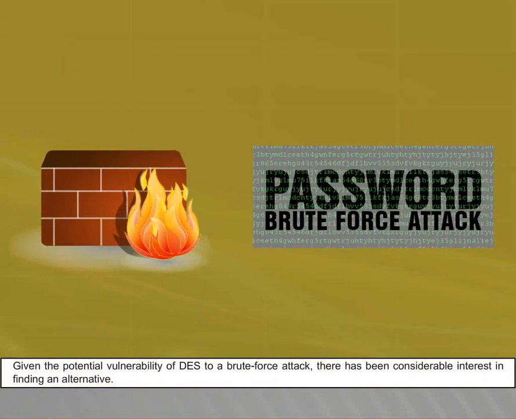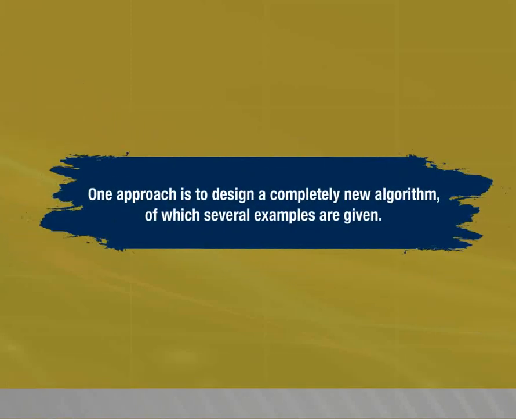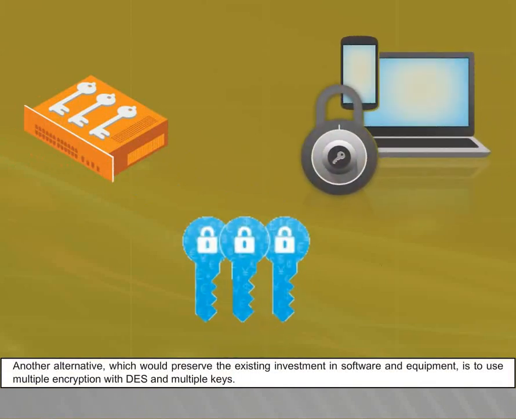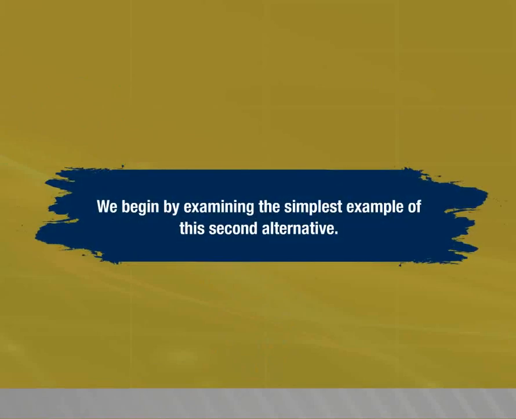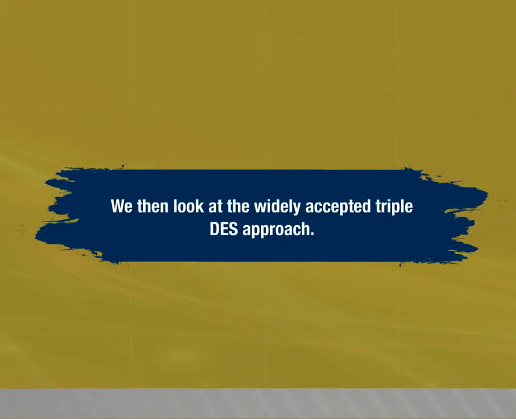Given the potential vulnerability of DES to a brute force attack, there has been considerable interest in finding an alternative. One approach is to design a completely new algorithm, of which several examples are given. Another alternative, which would preserve the existing investment in software and equipment, is to use multiple encryption with DES and multiple keys. We begin by examining the simplest example of this second alternative. We then look at the widely accepted triple DES approach.